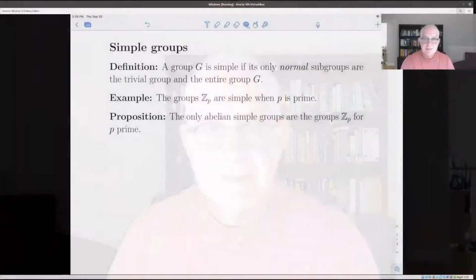Hi, everybody. So in this last section of our discussion about factor groups and normal subgroups, I want to talk about the idea of a simple group. A simple group is a group which has no non-trivial normal subgroups. And these are, in some sense, the building blocks of group theory. And I'll give a little bit of a feel for why that's true in this discussion.